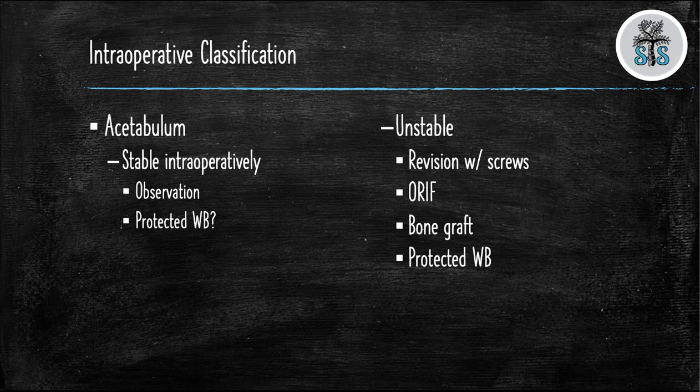You can exchange the cup, you can add additional screws, you can perform open reduction internal fixation, you can use bone graft, and you can protect their weight bearing. We won't dive into these treatment options anymore as these decisions are complex. I encourage you to read about this topic, but you won't be expected to know why you would perform one of these treatments over the other.